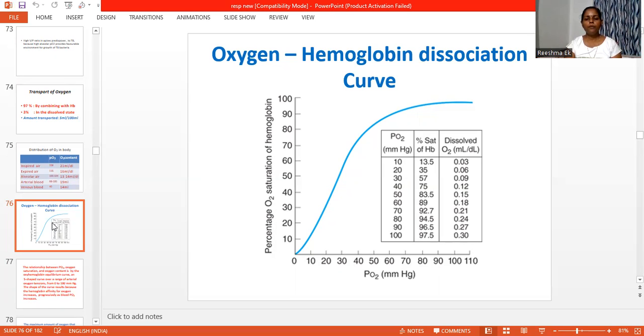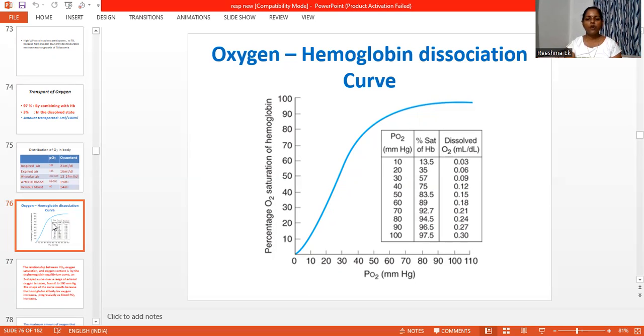And the oxygen hemoglobin curve is a sigmoid curve. And from this graph, it is clear that when the partial pressure of oxygen is 10 mmHg, the percentage saturation of hemoglobin is 13.5%. That is, dissolved oxygen is about 0.03 ml per deciliter. And when the partial pressure of oxygen is 20 mmHg, the percentage saturation of hemoglobin is 35%. So the amount of dissolved oxygen is 0.06 ml per deciliter.